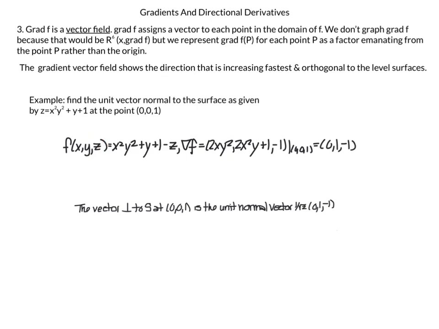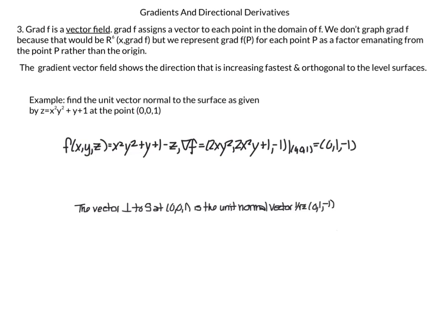So we have our function f of x, y, z, and I rewrote this again as x squared y squared plus y plus 1 minus z. So the gradient now: the derivative with respect to x is 2xy squared, the derivative with respect to y is 2x squared y plus 1, and the derivative with respect to z is equal to negative 1. This gradient tells us the direction of fastest ascent, or where the function is increasing the fastest. And of course it's different at every point.